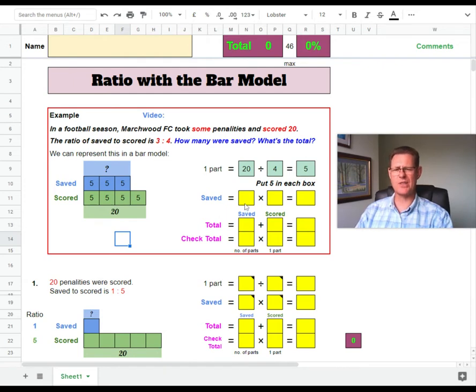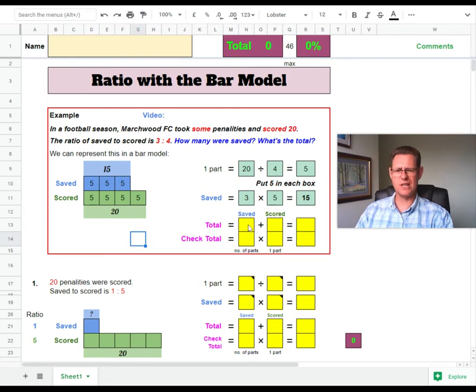Now, if we want to work out the saved part, you can see there's 3 in the ratio. That's in the question and in the picture. We're going to do 3 times by the fact that each part is 5. So that will give us 15. So that's the amount saved, and we can put 15 in there if we want to, just to show that that's what's going on. But the question also asks about the total.